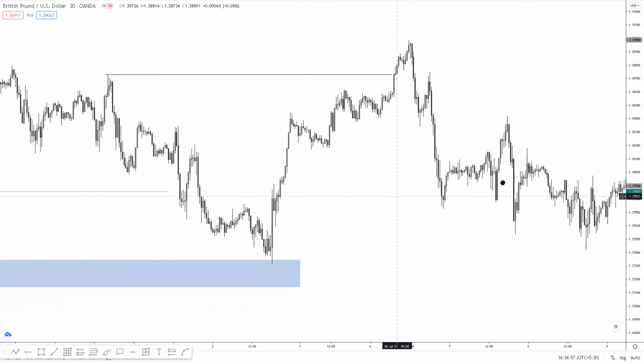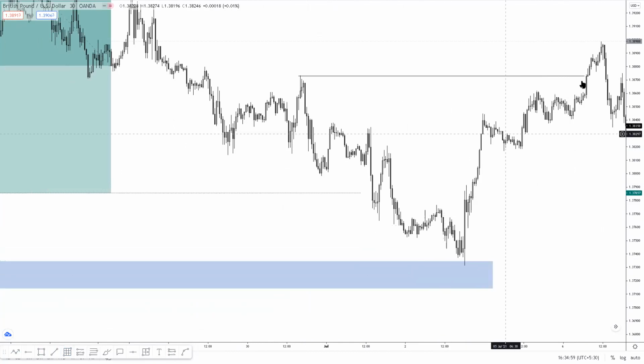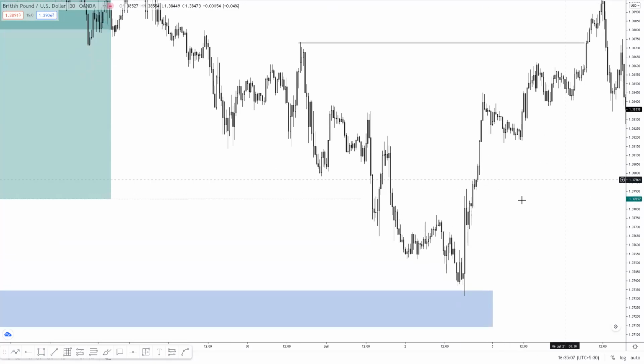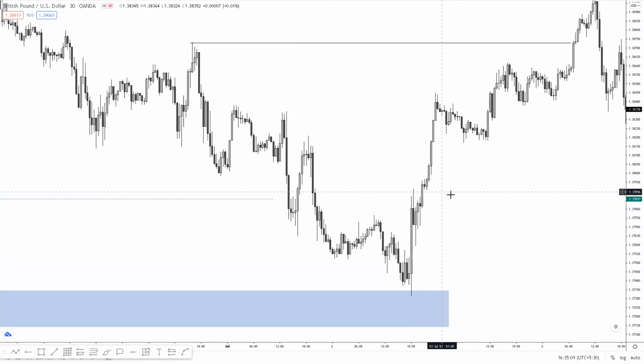Now, where is the liquidity within this range? All of these lows, this low, this low, and then you see clear order blocks. You see these clear order blocks. All of them act as liquidity.